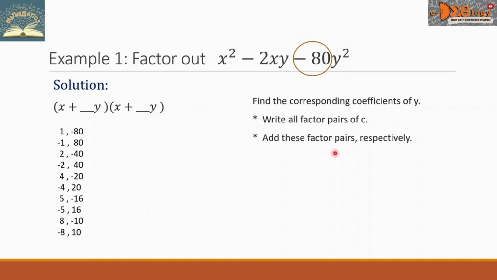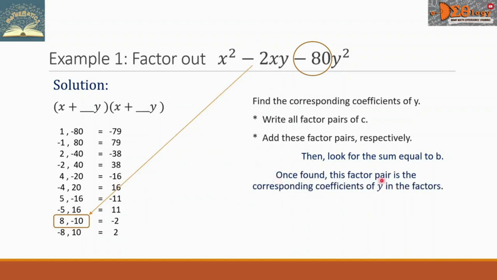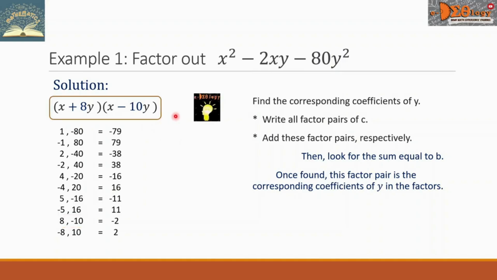Next is to add these factor pairs, and the sums are here respectively. We look now for the sum equal to b. Our b here is negative 2, and the negative 2 is here. Once found, this factor pair is the corresponding coefficients of y in the factors, meaning we have 8 and negative 10. We will write this in the blanks. So finally, our factors are x plus 8y times x minus 10y. This is the final answer.